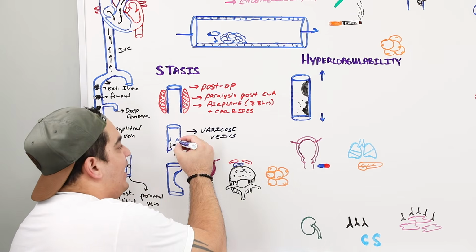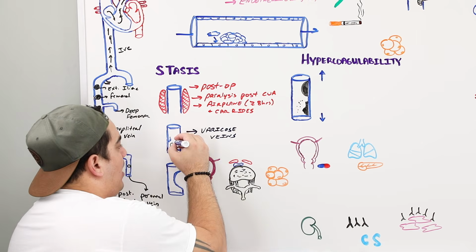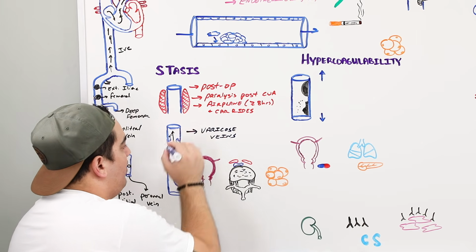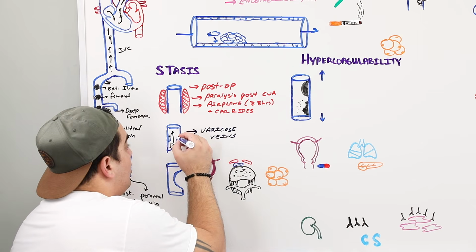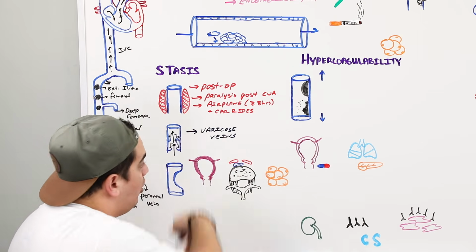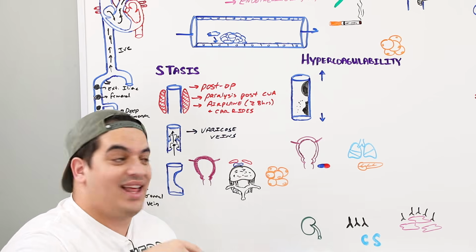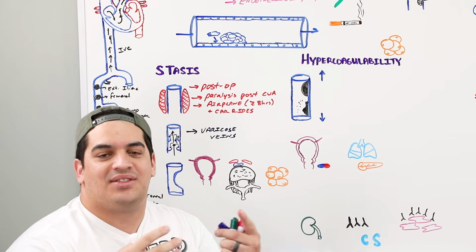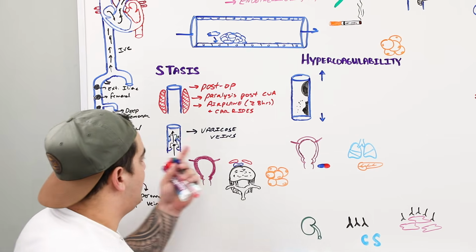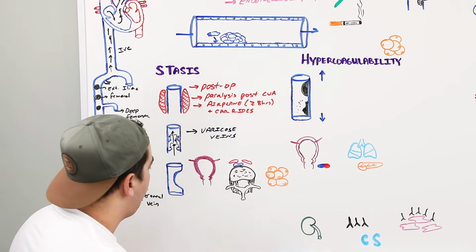But what happens if I have an incompetent valve? I push blood up here, and maybe the valve on this side helps to block it, but this valve's all messed up. Because it's messed up, it allows the blood to flow again proximal to that area, and so blood can stagnate. And if it stagnates, there's an increased risk of clots. So varicose veins is another potential thing.